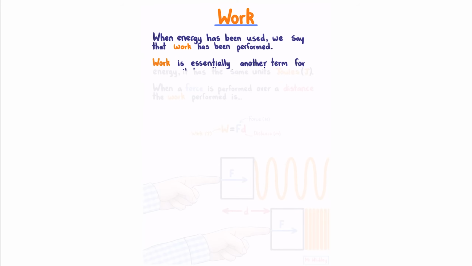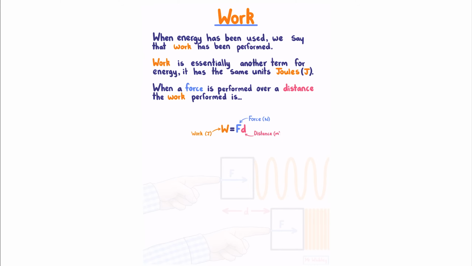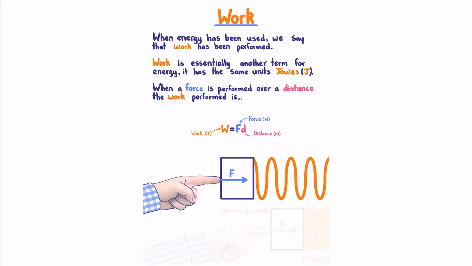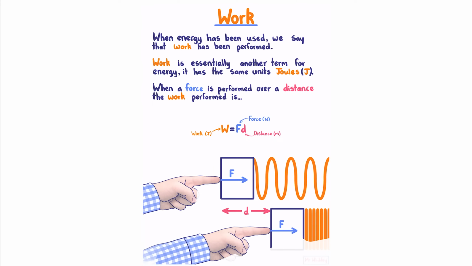Work. When energy has been used, we say that work has been performed. Work is essentially another term for energy, and so unsurprisingly, it has the same units of joules. When a force is performed over a distance, the work performed is given by force times distance. For example, if we were to apply a force to a mass on a spring over a particular distance.